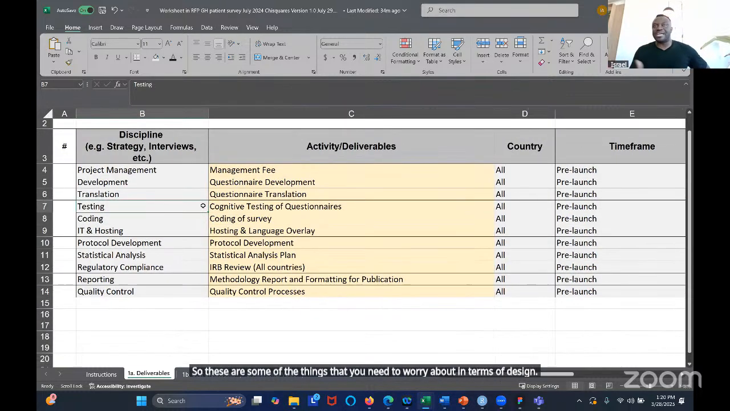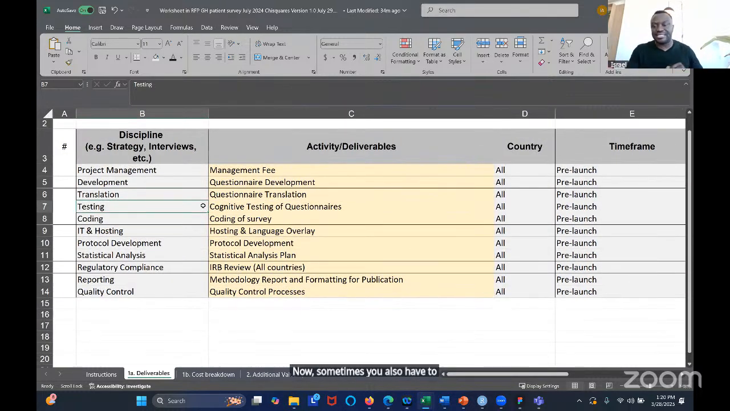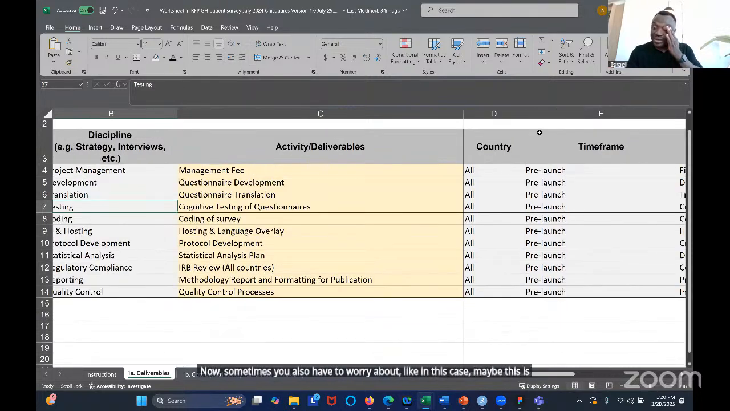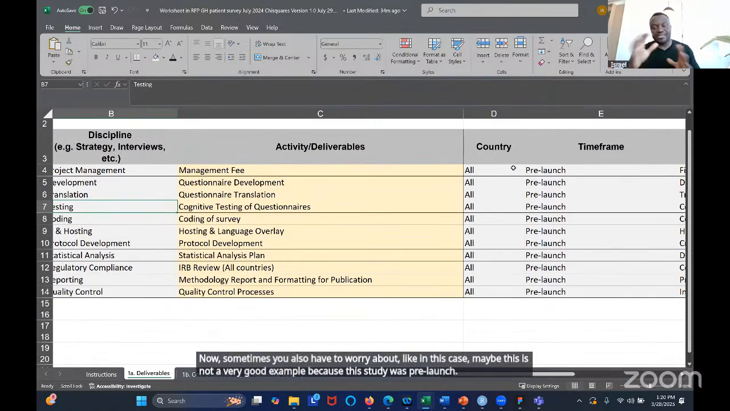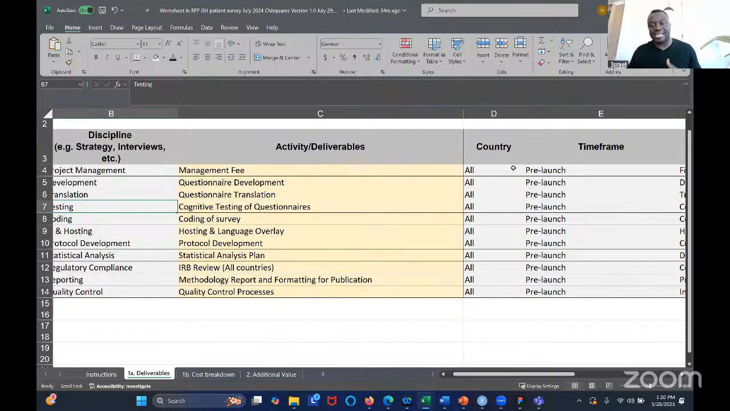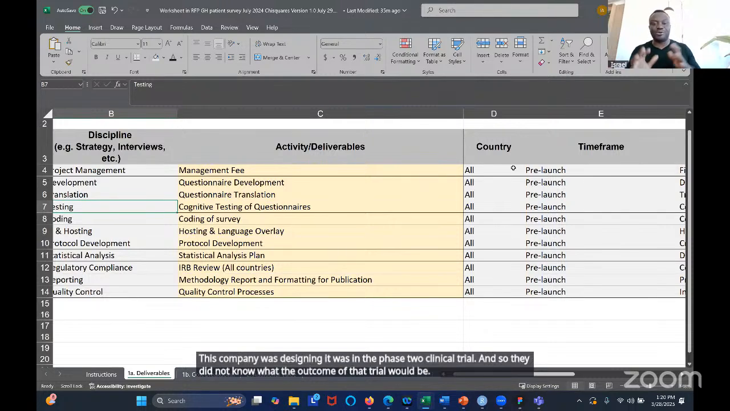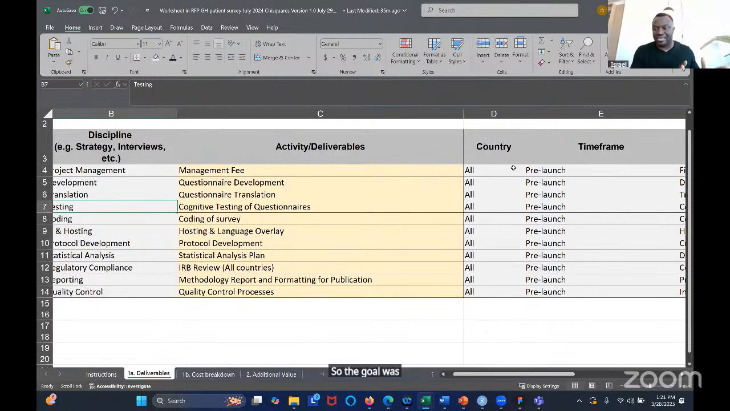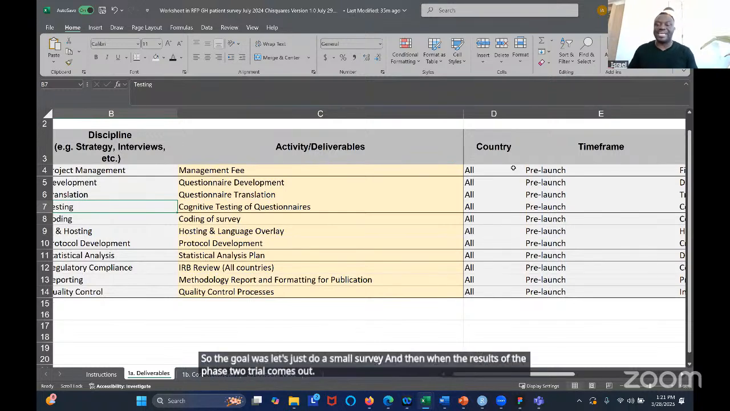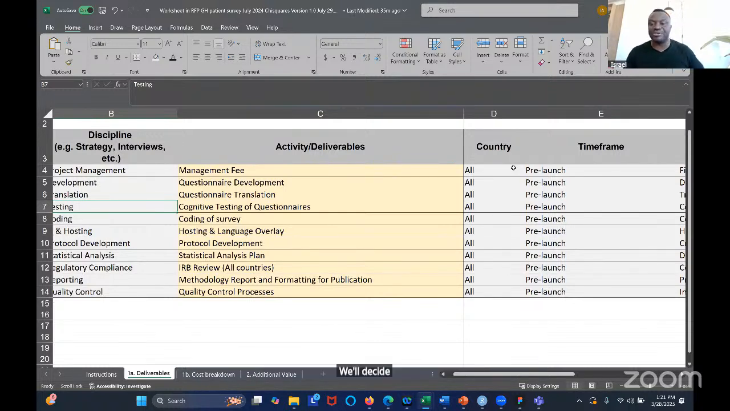Now, sometimes you also have to worry about, like in this case, maybe this is not a very good example because this study was pre-launch. This company was in the phase 2 clinical trial, and so they did not know what the outcome of that trial would be. So the goal was, let's just do a small survey, and then when the results of the phase 2 trial come out, we'll decide whether we'll go ahead with the survey or not. So all of these pricings were for pre-launch.